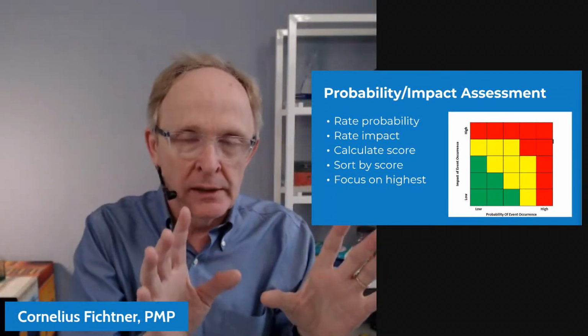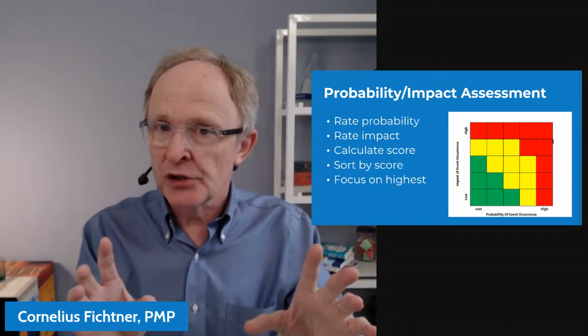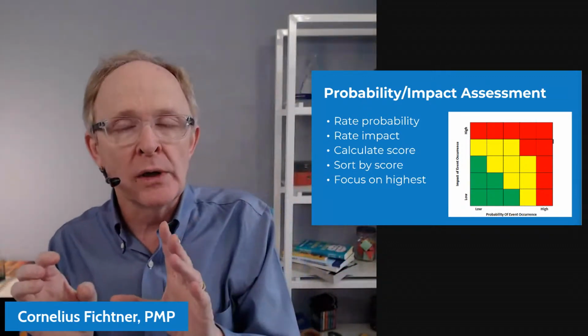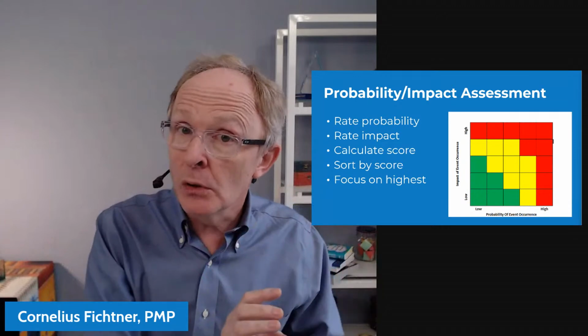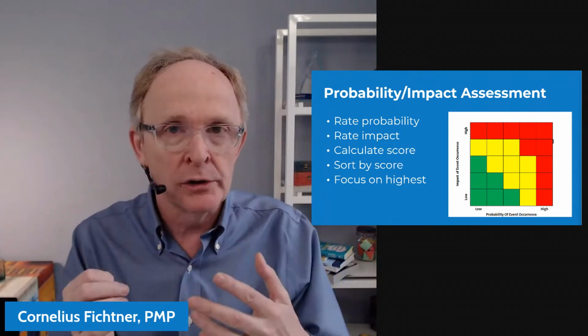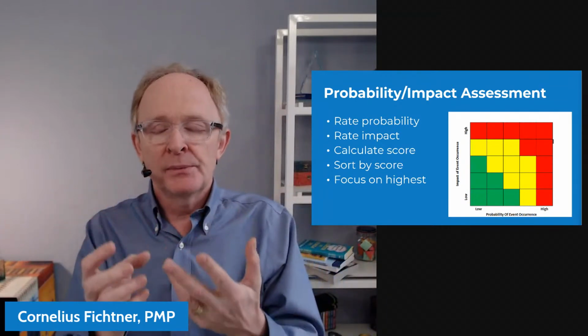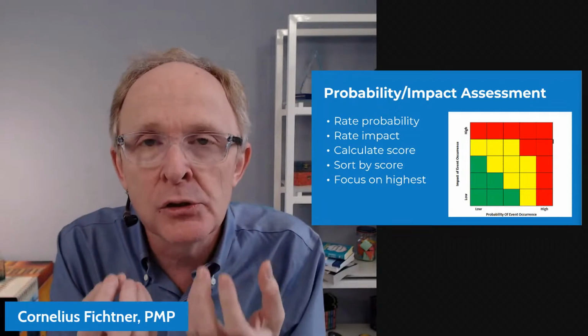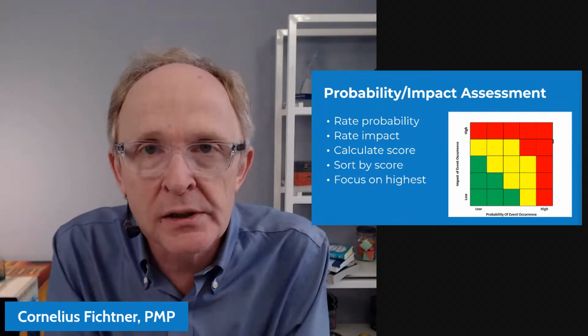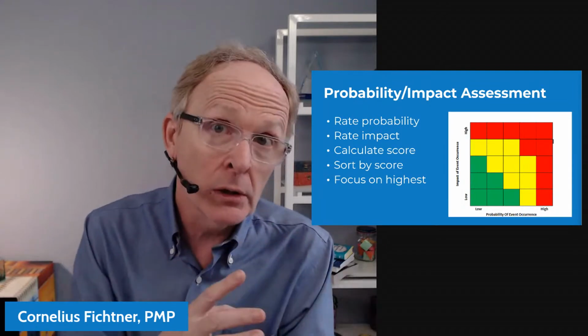But this is only an example, right? On your project, there might be fewer red squares, or there might be a lot more red squares. It all depends on how risk is seen in your organization, right? How much risk you are willing to take or not willing to take.